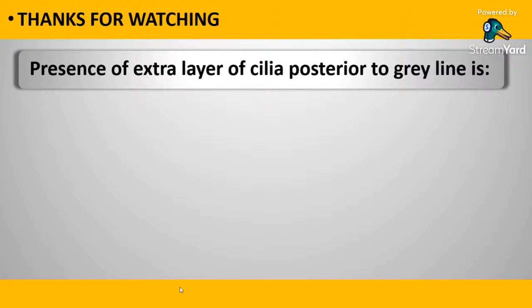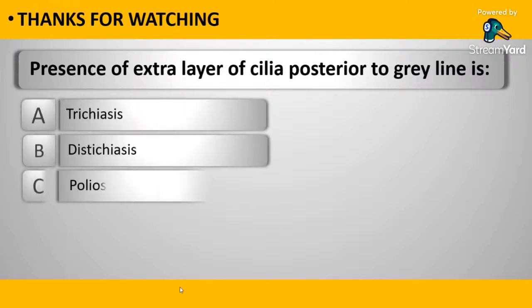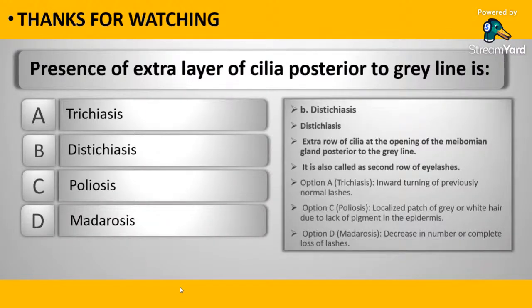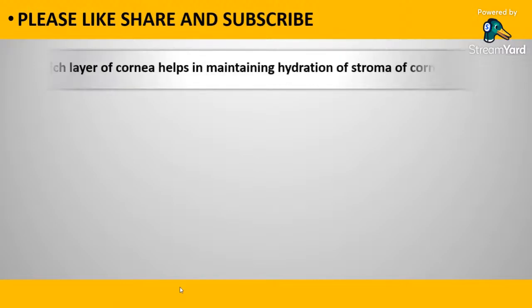Presence of an extra layer of cilia posterior to the gray line: is it trichiasis or distichiasis? It is distichiasis, an extra row of cilia at the opening of the meibomian gland posterior to the gray line. It is also called the second row of eyelashes. Trichiasis is inward turning of previously normal lashes. Poliosis is a localized patch of gray or white hair due to lack of pigment. Madarosis is decrease in number or complete loss of lashes.